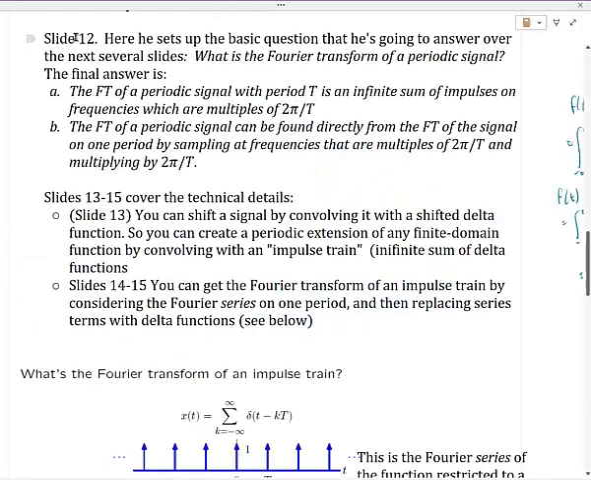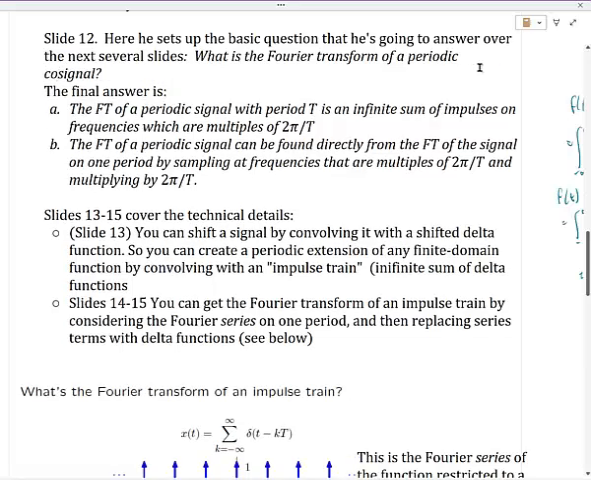All right, now let me go back here to give some background before we continue. Where are we going with all of this? What we want to answer is the question, what is the Fourier transform of a periodic signal? And I should call this a continuous signal because we're looking at continuous signals. I'll give you the answer and then we'll go through the derivation. The answer is that the Fourier transform of a periodic signal with period T is an infinite sum of impulses on frequencies that are multiples of 2 pi over T.